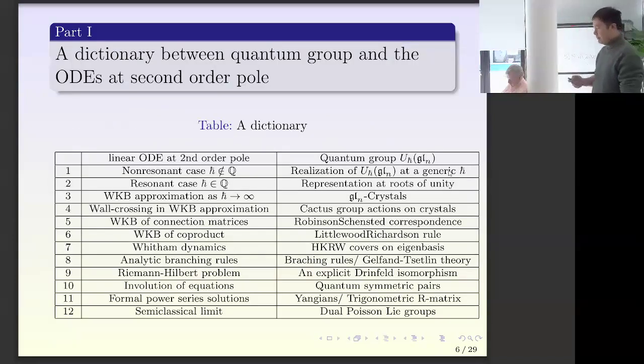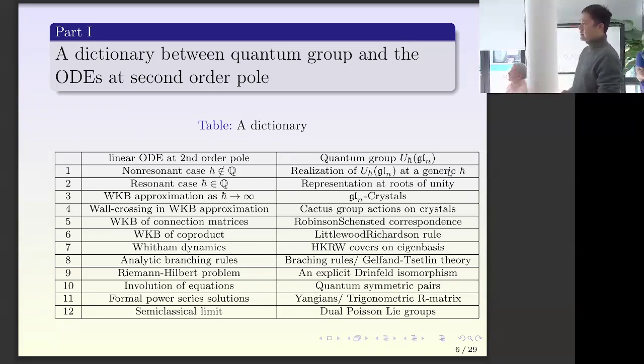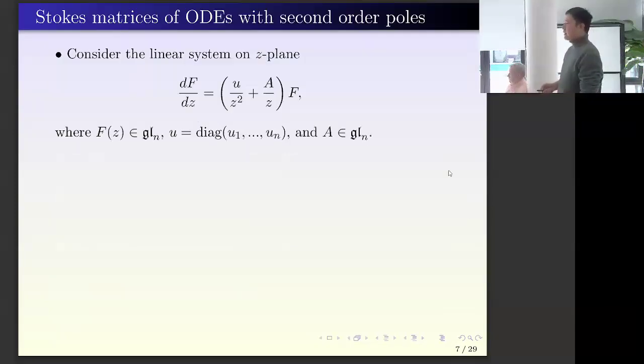So as a baby example, I will first consider the second order pole case, and I will tell you a dictionary between the representation theory of quantum groups or some combinatorics on Young tableaux and the theory of ODEs with a second order pole. In particular, I will tell you how to get the crystal structures out of the singular perturbation. Okay, so this is the first part.